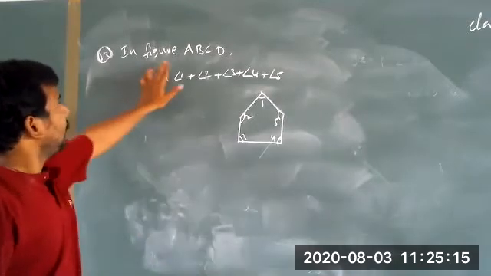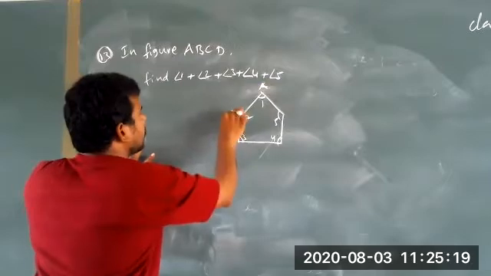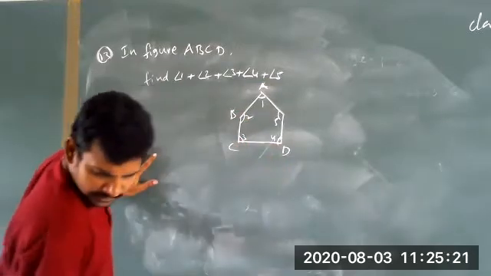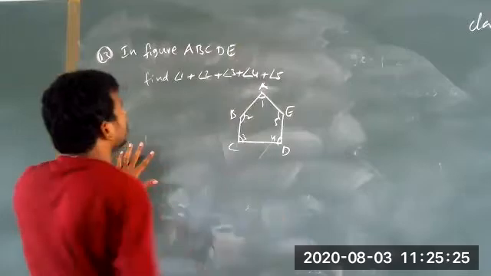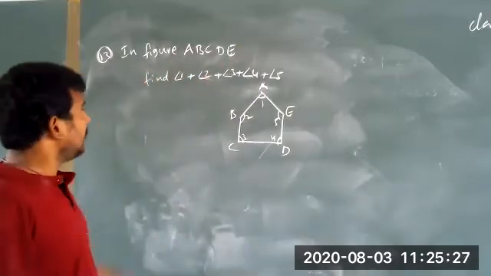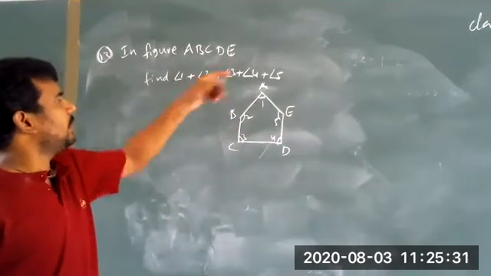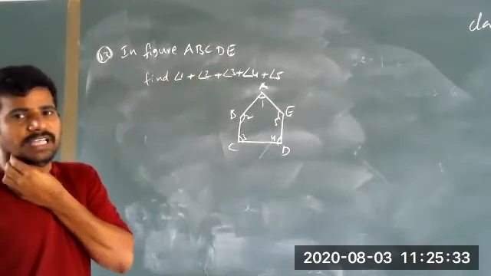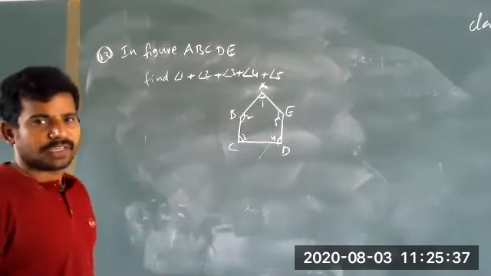Children, in figure ABCDE, angle 1 plus angle 2 plus angle 3 plus angle 4 plus angle 5 is equal to how much? You can find it. So this is the given figure.